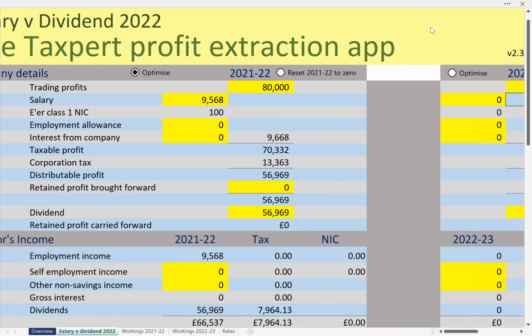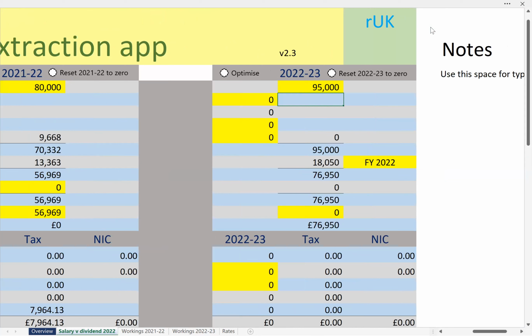And if I then look at the 22-23 calculation, which is perhaps more significant, I've already put in 95,000 of profit. You'll notice, as with the incorporation app, that I've got a toggle between FY22 and FY23 because that builds in the possible increased corporation tax rate. So you'll see next year the corporation tax would be 21,425 on 95,000, whereas this year it's only 18,050. So we can use it also to look at the optimal combination for next year.